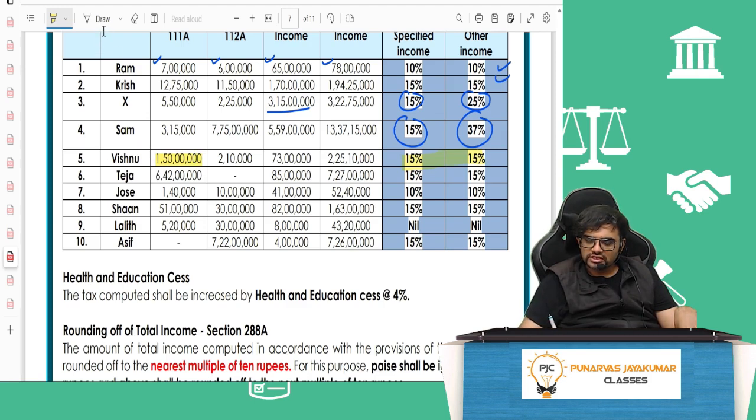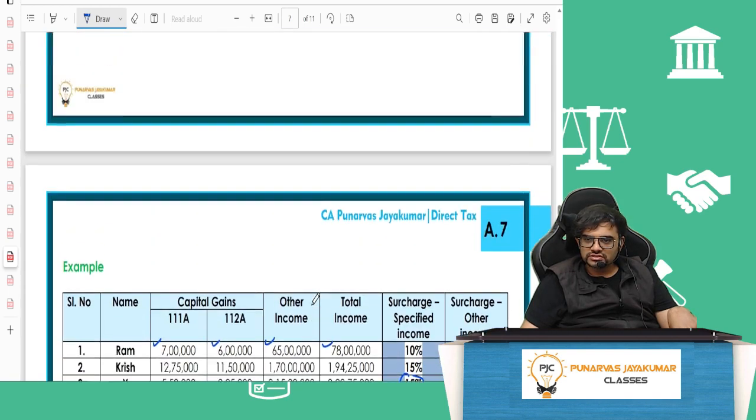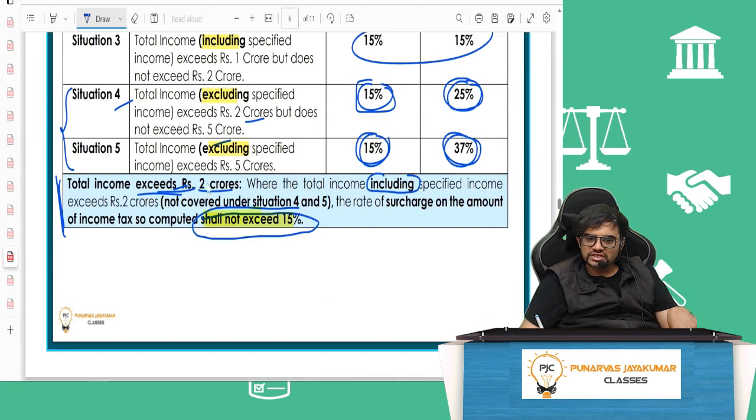So same logic. I am earning other things, so the surcharge will be maximum limit of 15%. Sixth point you see, 6.42 crore 111A. Other income 85 lakh. All put together, how much is it? 7.27 crore. But again, it doesn't come under any situation. Last point you see, total income is exceeding 2 crore. All inclusive. Surcharge shall not exceed how much? 15%.